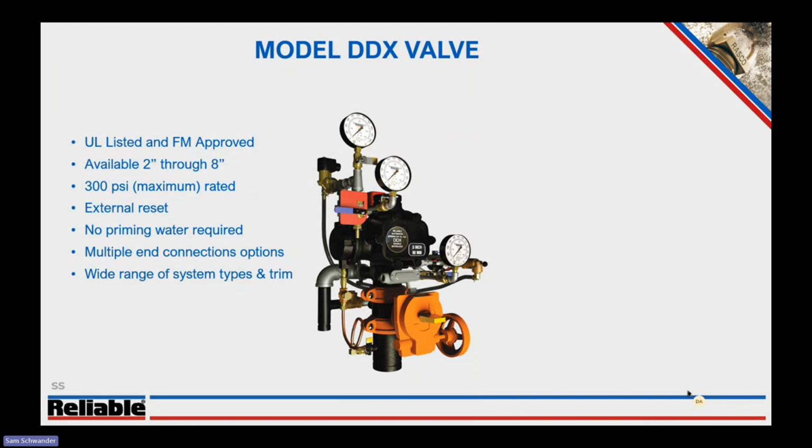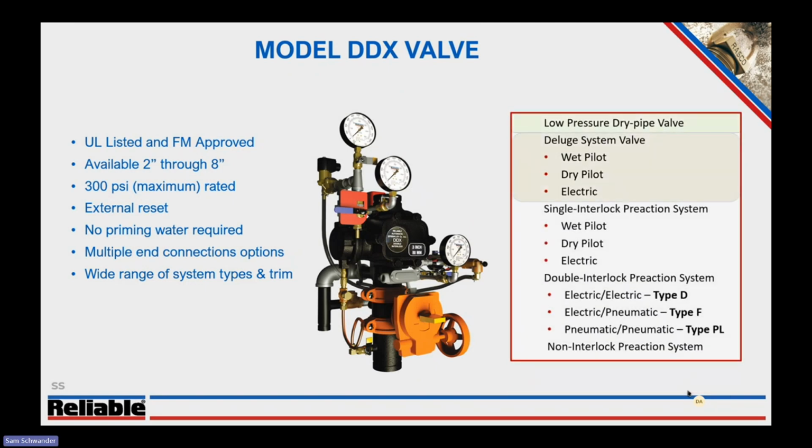But what I wanted to do is use the model DDX valve as our example, because it's such a versatile valve that we can touch on different systems with this one valve. Basically, the DDX valve is a mechanically latching clapper style deluge valve. It's a UL listed and FM approved valve. Wide range of valve sizes available, 2-inch through 8-inch. Depending on the different trims, it can be listed for up to 300 PSI. And it's a deluge valve by design.